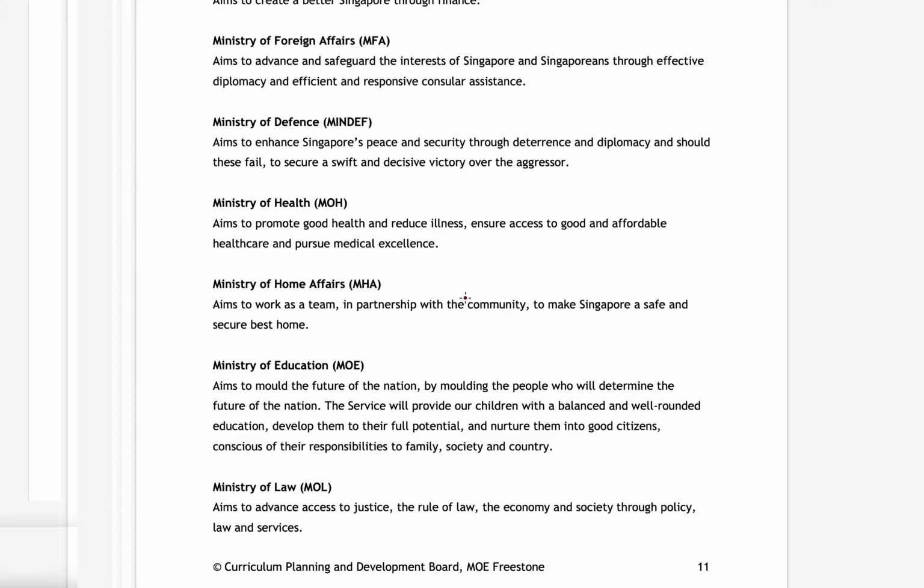MHA, the Ministry of Home Affairs. These are the people that essentially oversee the internal security of Singapore, so the people that run the police force, the Internal Security Department, the Civil Defence Force, and whatnot. MOE, we should all be very familiar with MOE by now. The people in charge of education. The Ministry of Law, MOL. These are the people in charge of adjudication, providing services like the public defender service for people that are going on trial, for example.